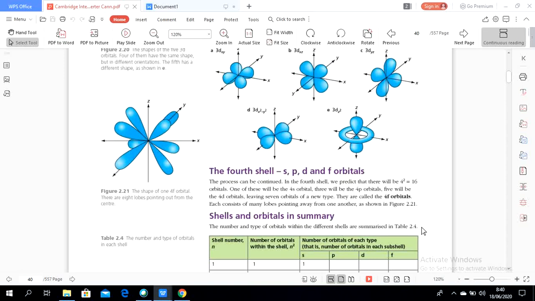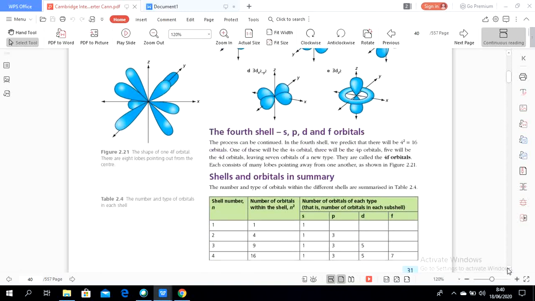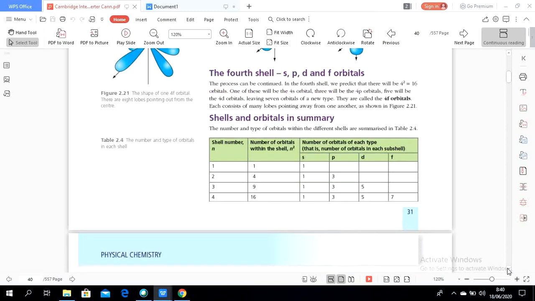Okay, so shells and orbitals summary. The number and type of orbitals within different shells are summarized in table 2.4. The shell number, the orbitals within the shell, the number of orbitals of each type, the number of orbitals in each subshell. So s is 1. And then in shell number 2, s is 1 orbital, and then p is 3. And then in the third shell, d contains 5 orbitals, and then f contains 7 orbitals.